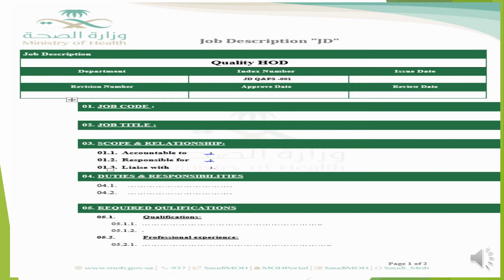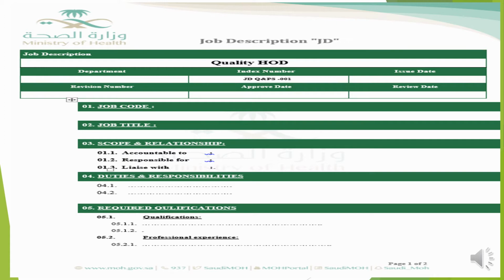Number one, job description. The title is Quality Head of Department or Quality Officer. All other departments have to do the same, for example Head of Medicine, Head of Surgery, respiratory therapist, pharmacist, lab technician, and so on. But here we are discussing the quality department, so this is the job description of the quality head of department. Number two, department: you have to put here quality and patient safety department. Then the index number. Every single job description should have an index number.